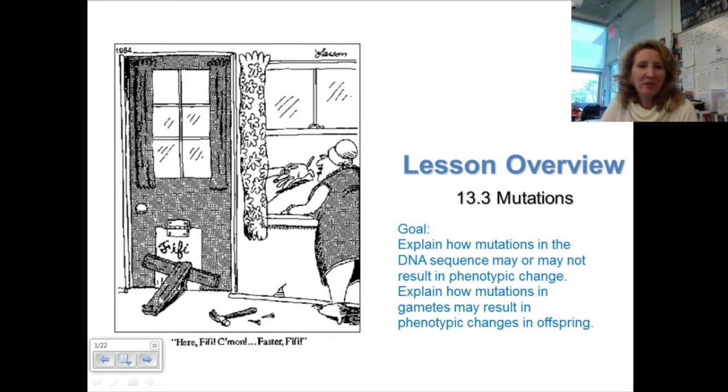Lesson 13.3 on mutations. Our goal is to explain how mutations in the DNA sequence may or may not result in phenotypic changes, and also explain how mutations in gametes may result in phenotypic changes in offspring.